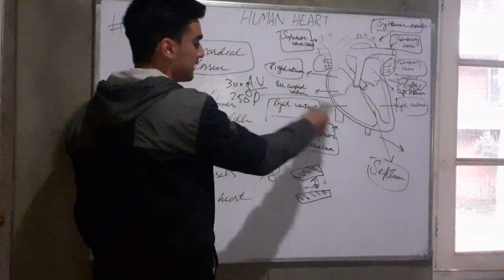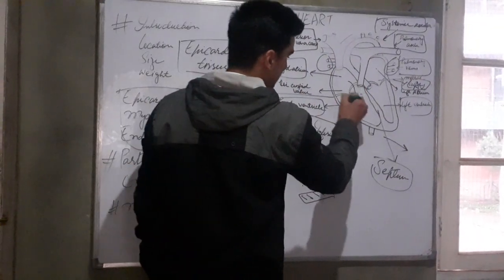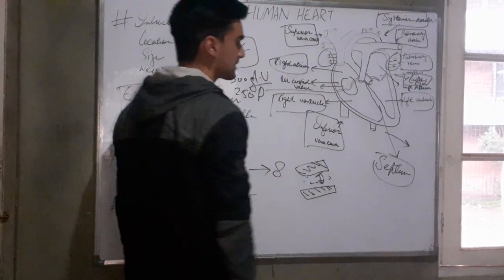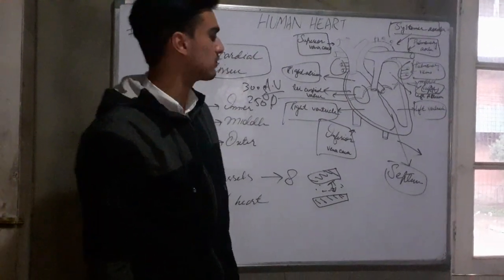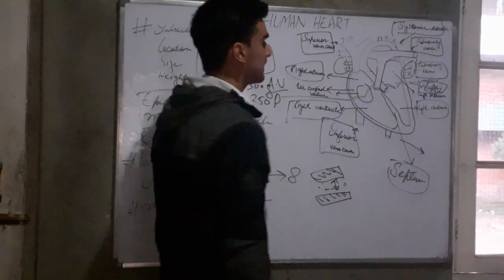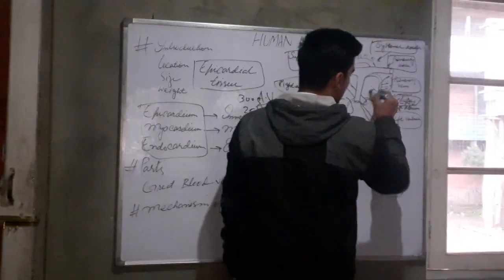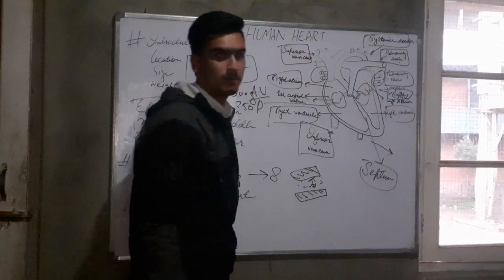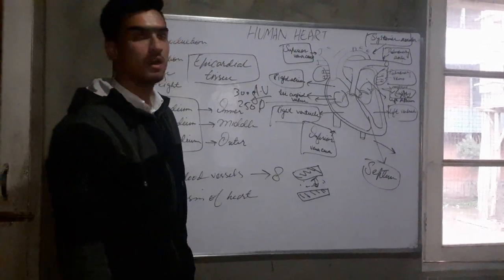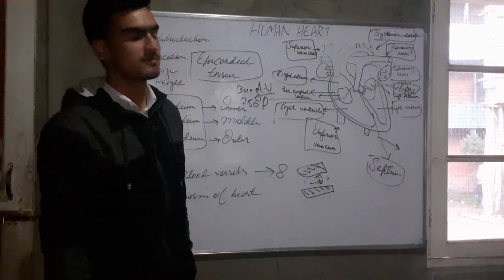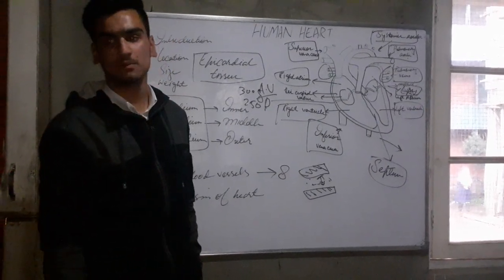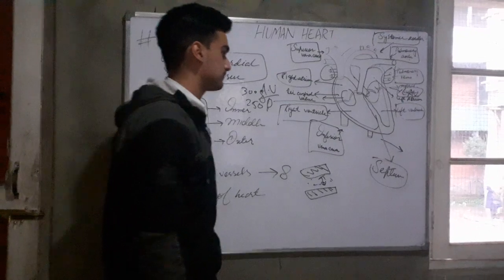Between the right auricle and right ventricle there is a wall. This wall is called the tricuspid wall. The tricuspid wall contains 3 cusps or 3 valves. That's why it's known as the tricuspid wall. Similarly here, between the left atrium and left ventricle there is a wall. This wall is called the bicuspid wall or mitral wall. This wall contains only 2 flaps or 2 cusps. That's why it's called the bicuspid wall, and the second name of the bicuspid wall is the mitral wall.